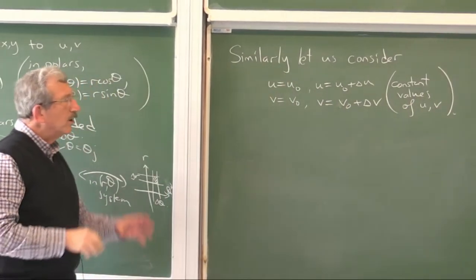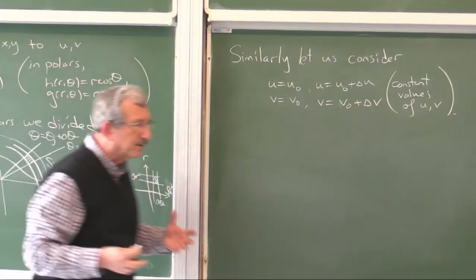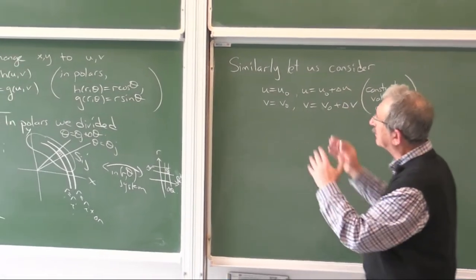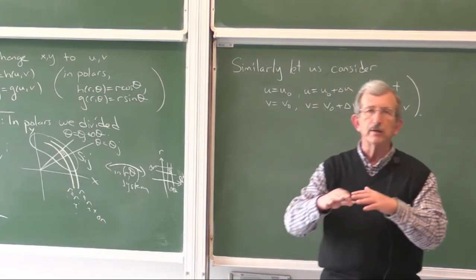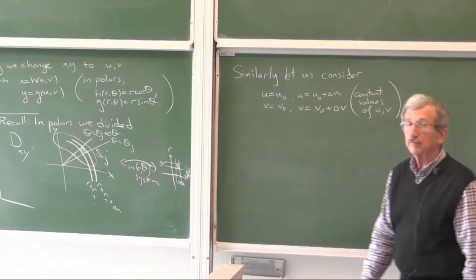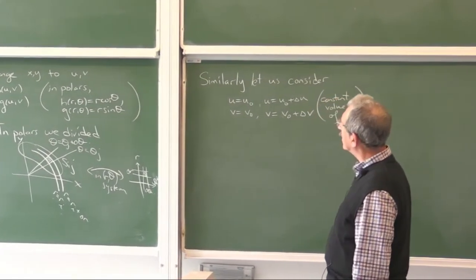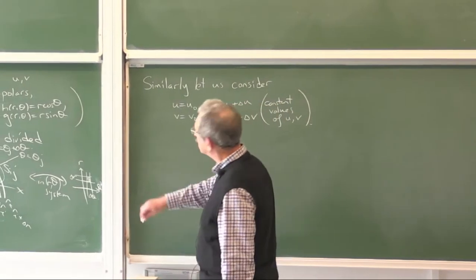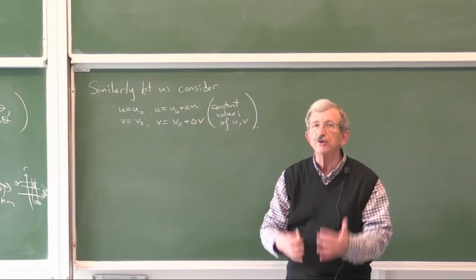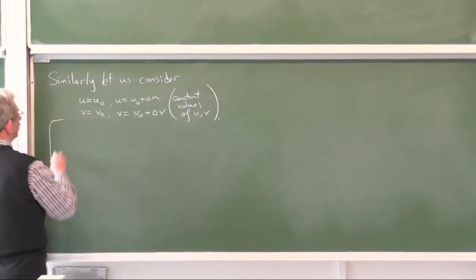Now let us try to sketch them in the Cartesian system, as we did in polars. In polars, when we sketched R is constant and theta is constant curves, we obtained circles or straight lines, and that's how we performed the partition of D. Let us do the same thing here. This is a little bit tricky. First of all, we said that, as in the previous case, if U is U0, we get a curve in the Cartesian system. Well, is that really so? Let me explain that.